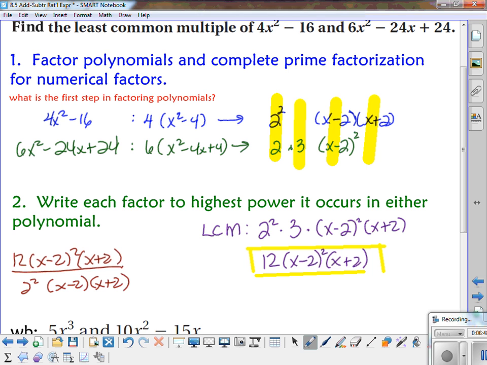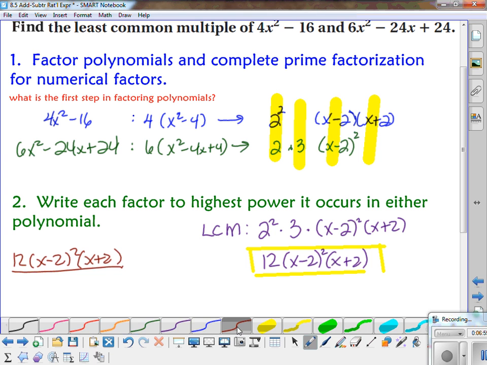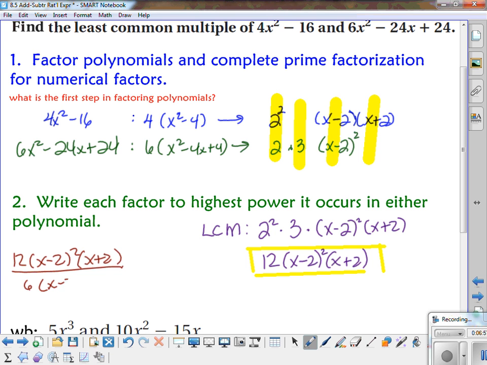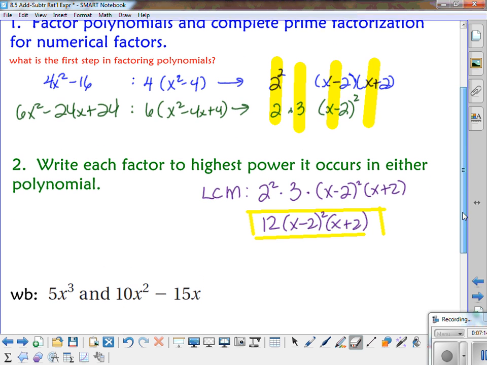And then the same thing would be true if I put the other one on the bottom. If I put the 6 and then the x minus 2 squared, is it going to go in evenly? It is, okay? So that's the point of finding the least common multiple, is finding something that they will both go into evenly, okay? All right, and we're going to use that when we start getting common denominators.